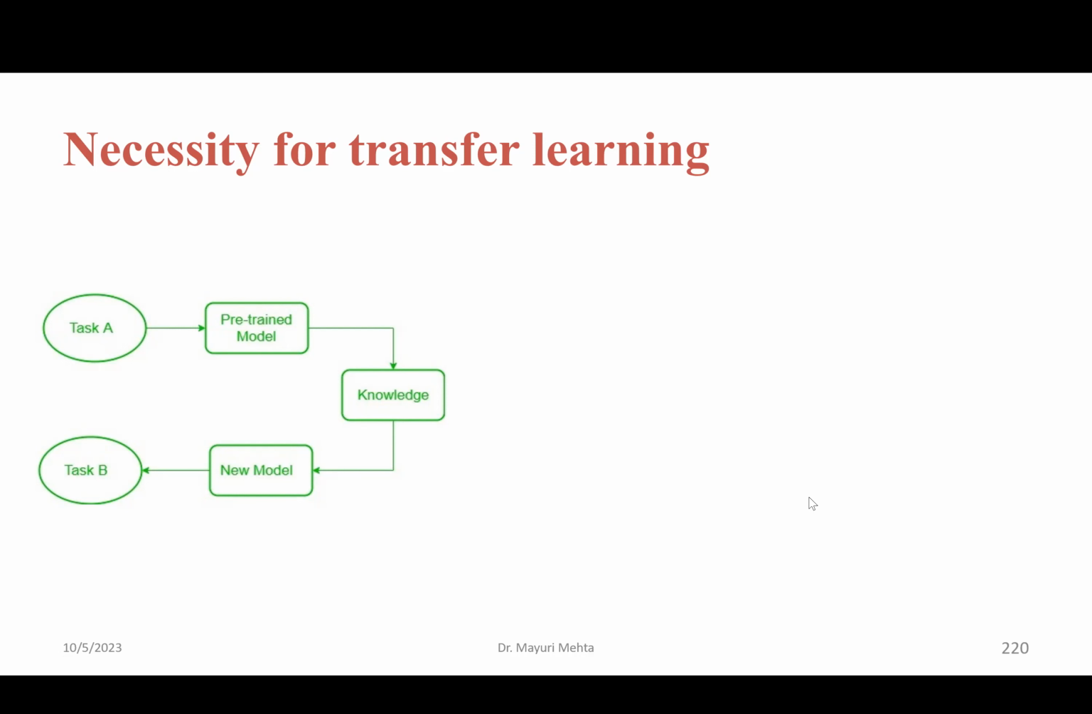Okay, so this is how transfer learning works. So the necessity is that low level features learned for task A, as you can see in this figure, should be beneficial for learning a model for task B. So this is what transfer learning is.